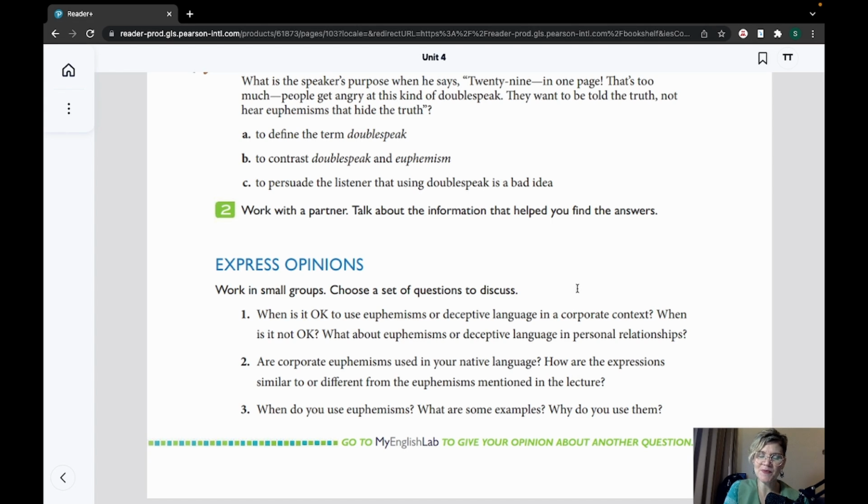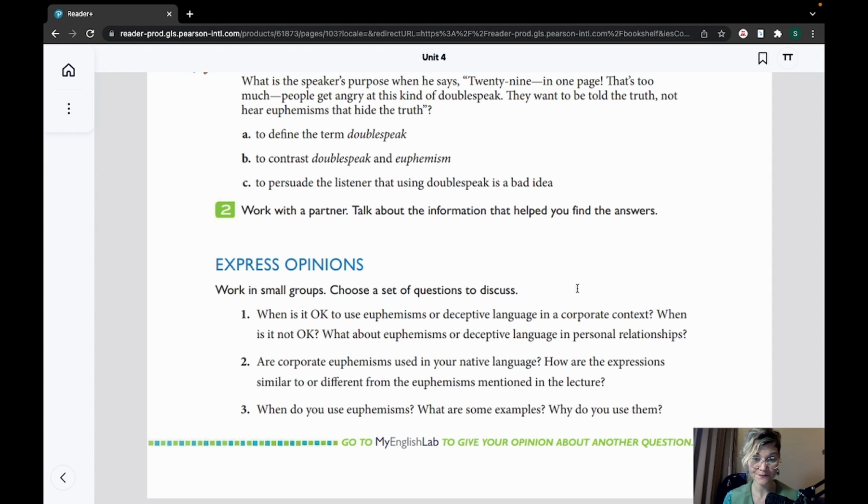Okay, what about the expressions using your PEEL, P-E-E-L, point, explanation, evidence and linking back, or ARL, assertion, reasoning, evidence and linking back to state your opinion. Number 1, when is it okay to use euphemisms or deceptive language in a corporate context? And when is it not okay? And what about euphemisms or deceptive language in personal relationships?